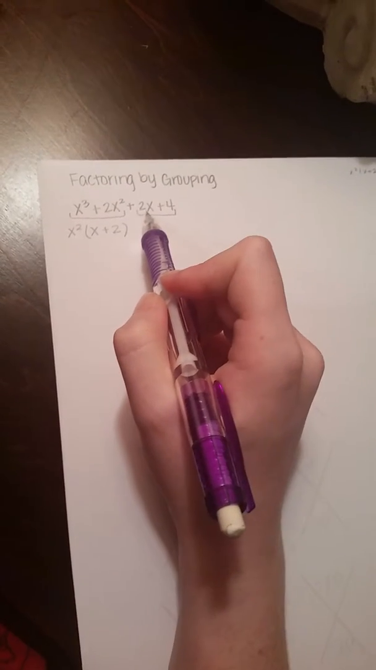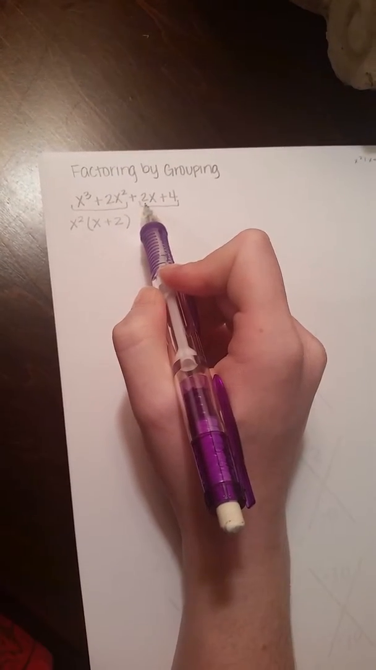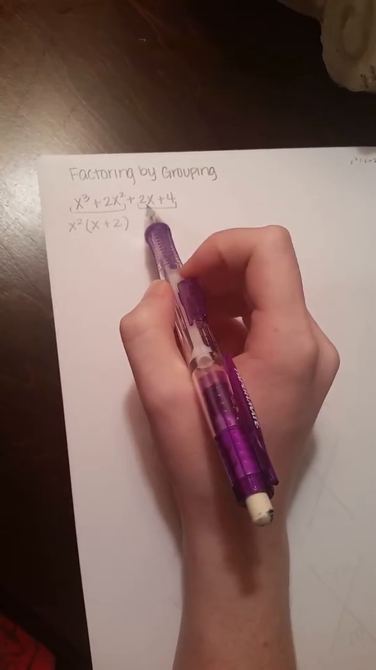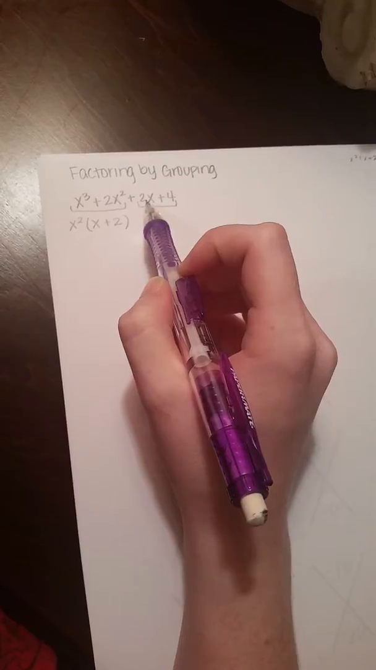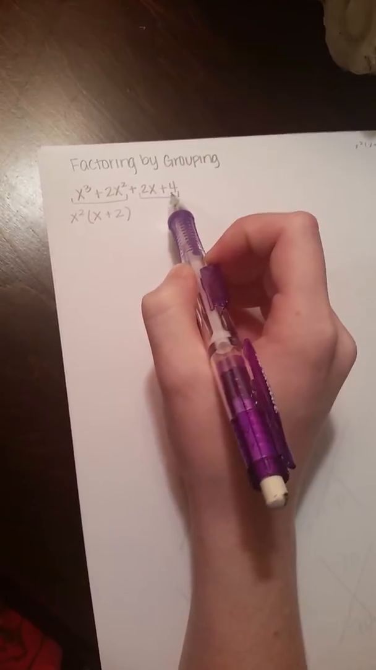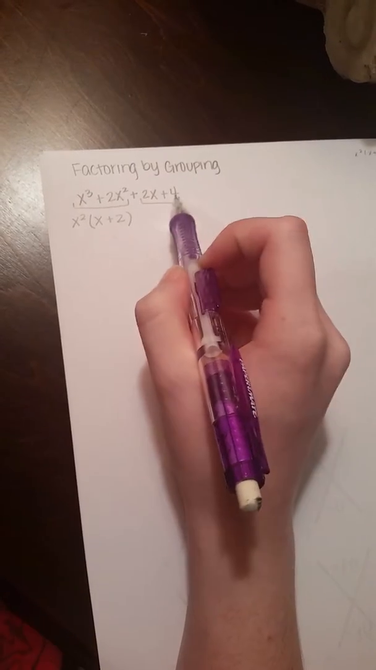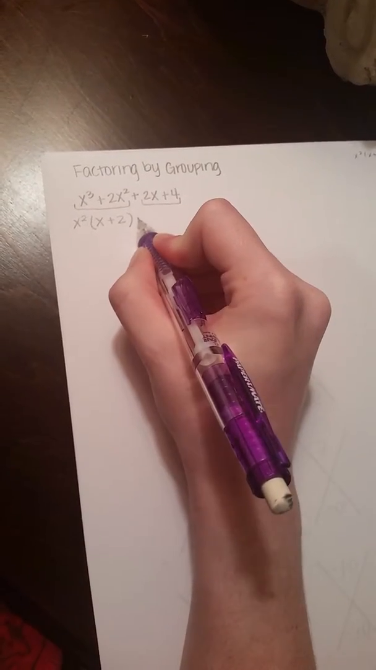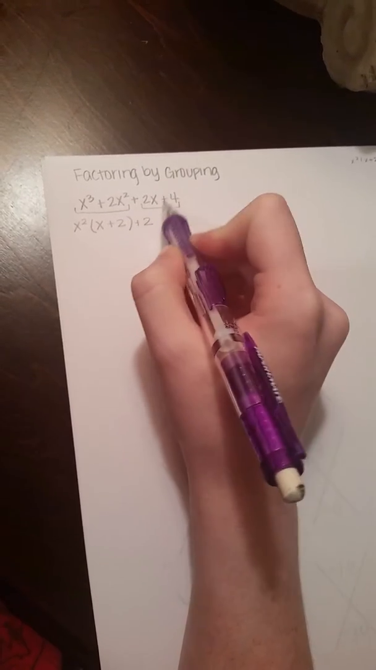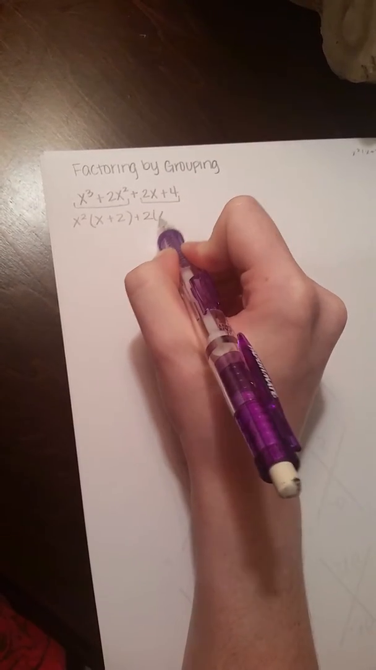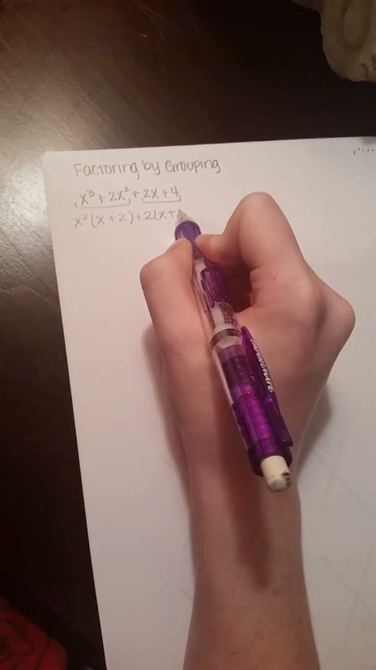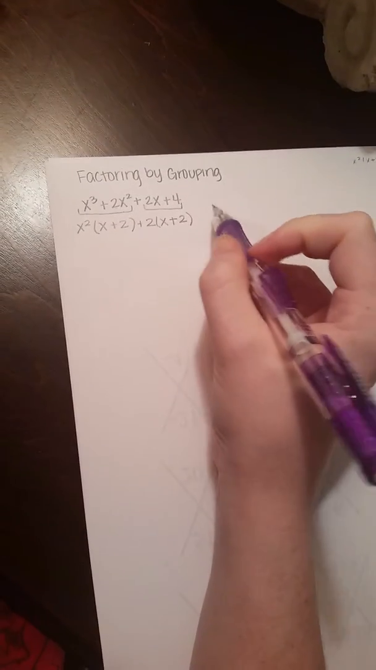When I look at the second group, this time I don't have x's in common, but I do have numbers. I need to look for a number that goes inside of 2 and inside of 4 evenly. So in this case, I can take out a 2 because 2 divides into both of these. And if I were to slide out a 2, it's kind of like dividing. So that would leave me with an x here. And then 4 divided by 2 would be 2.